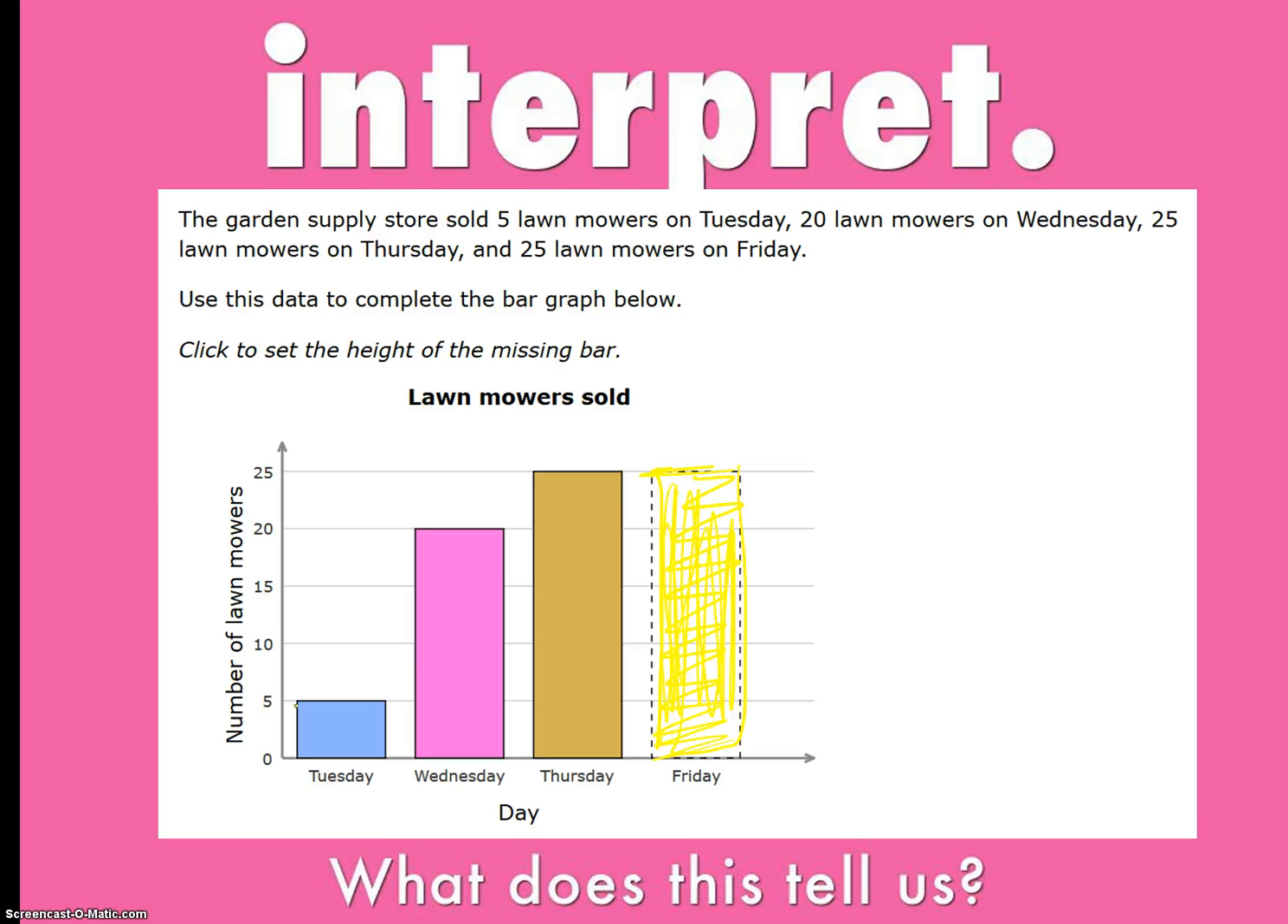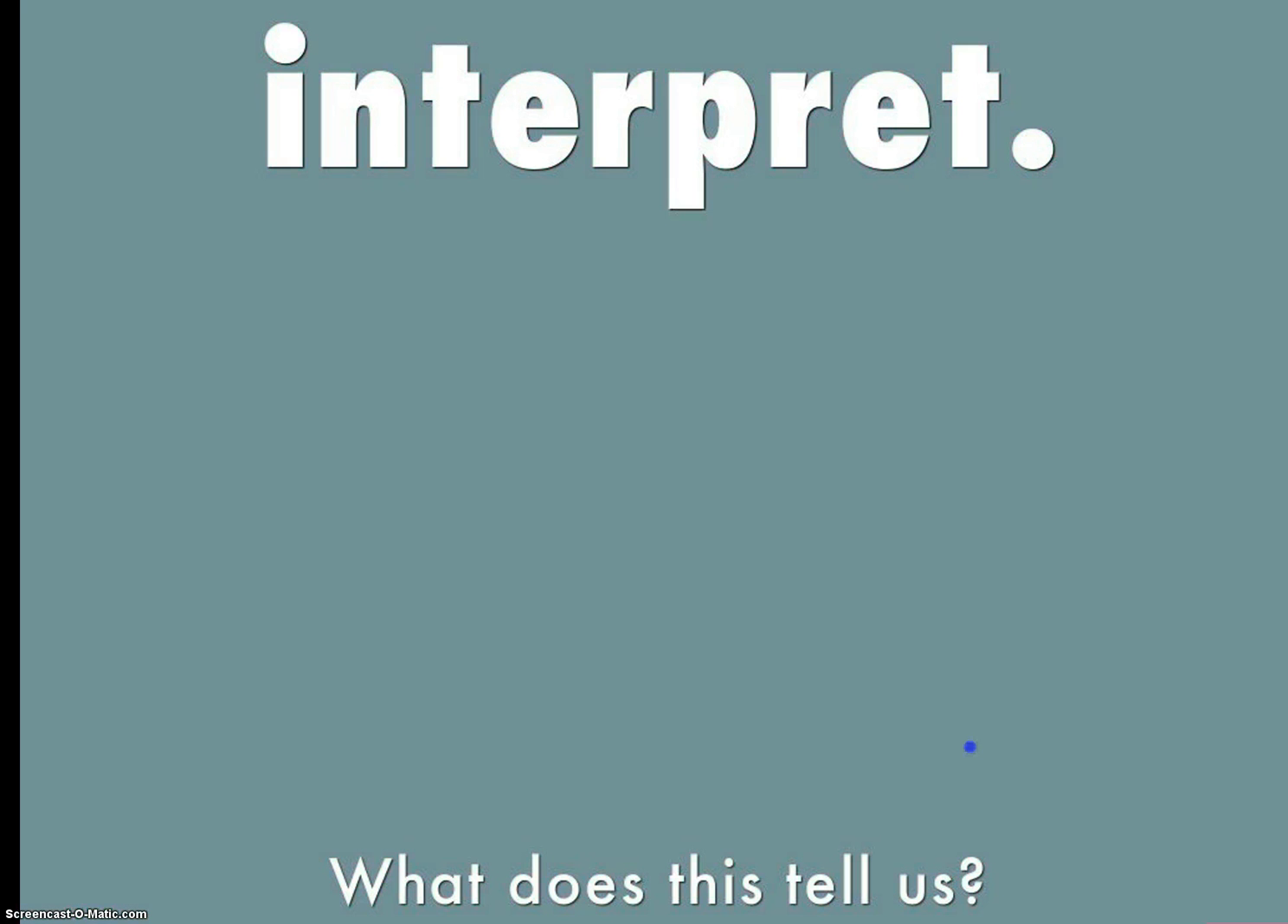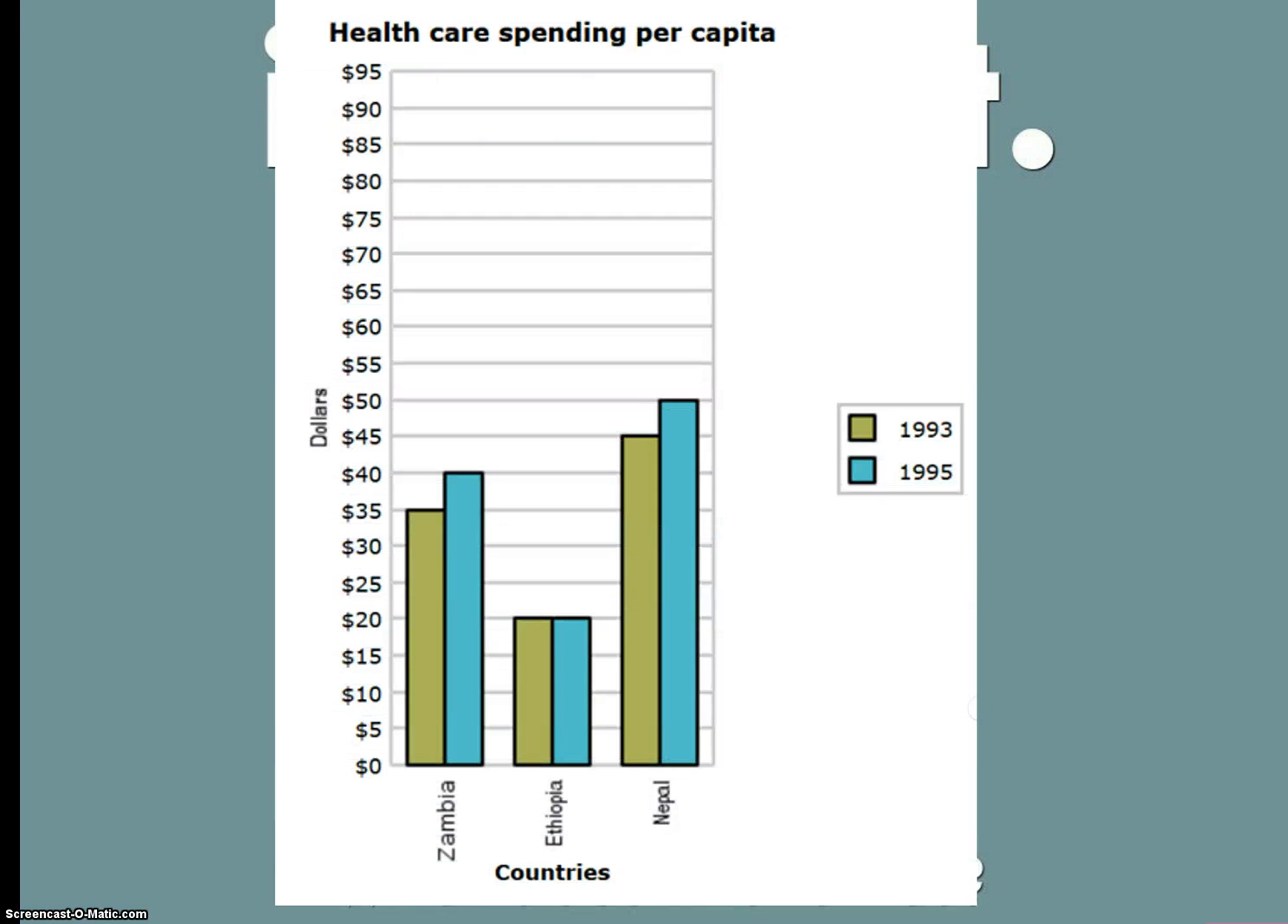You could find the mean, median, mode. You could also find the range. You could also find the total number sold just by looking at this bar graph. Let's do another one. Let's interpret this one.